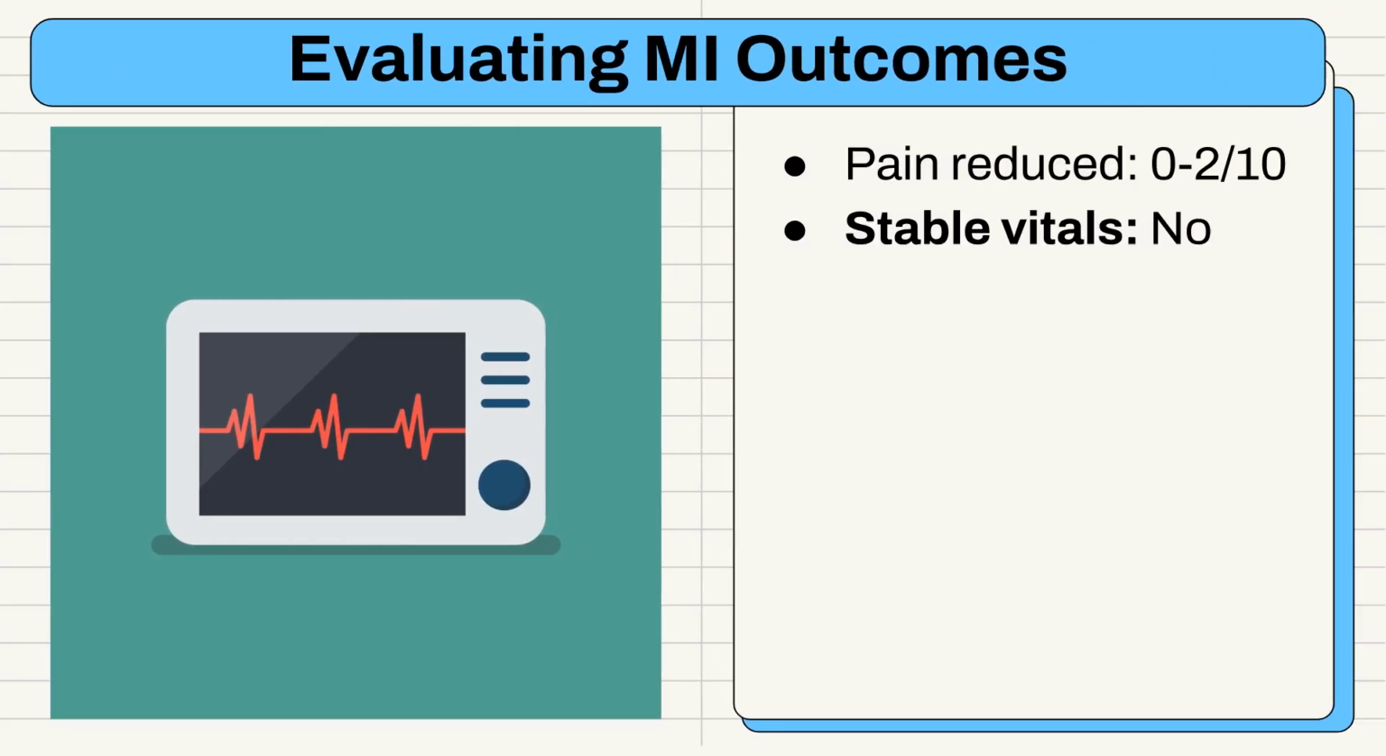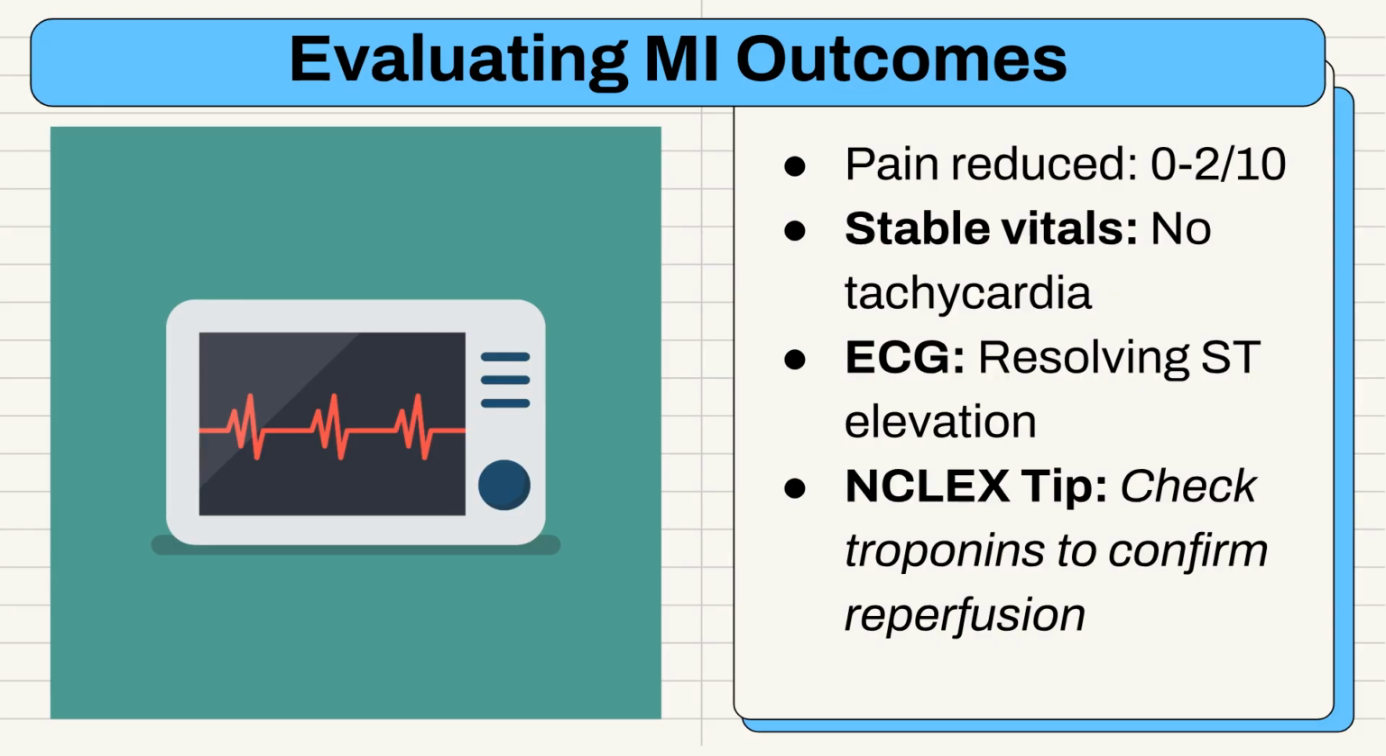In evaluation, we assess if our interventions worked. Is the patient's chest pain gone or reduced on a 0 to 10 scale? Are vitals stable with no signs of hypotension or tachycardia? Check the ECG for resolving ST elevation and monitor troponin levels to confirm reperfusion.